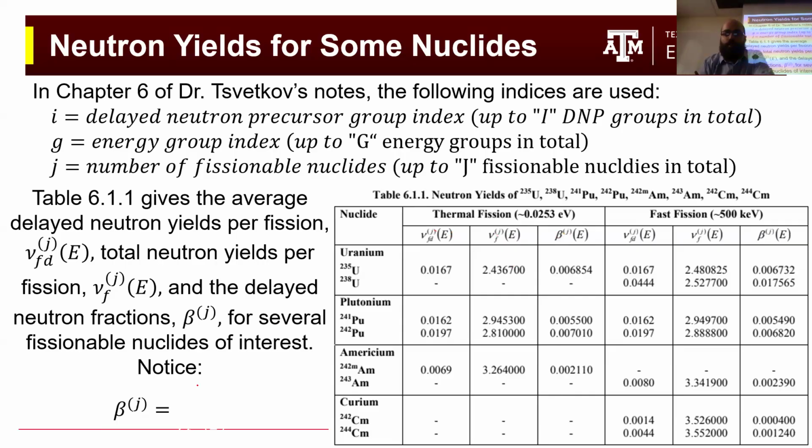So if I do nu for my delayed neutrons from fuel of type J, divided by nu for all of my neutrons that are emitted from a nuclide of type J, that is how you get these beta values in that table. It's just from the definition of the delayed neutron fraction.